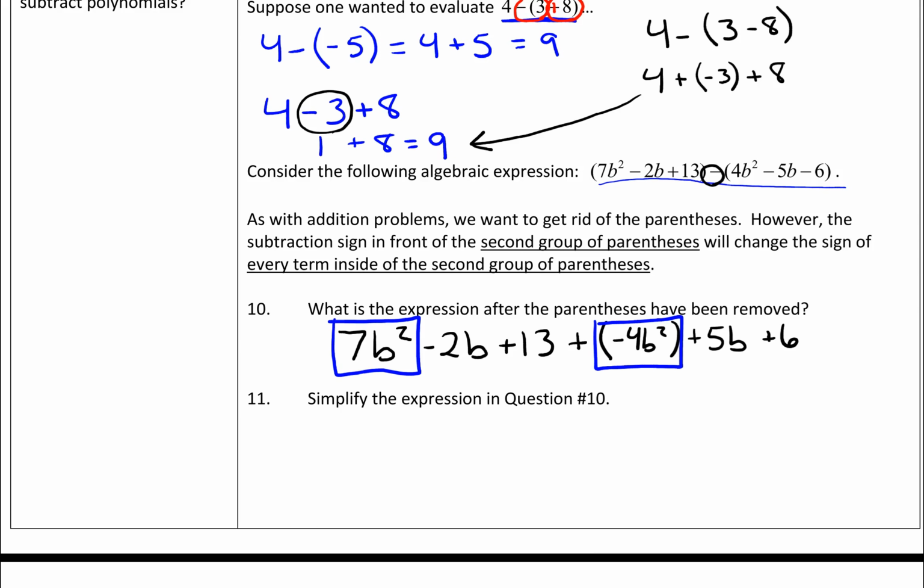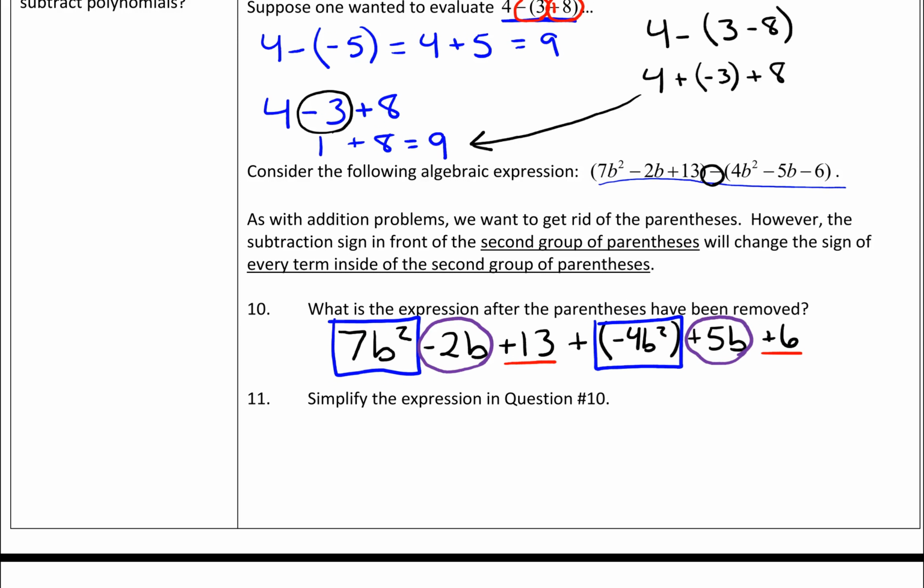I'm going to circle my b terms, making sure I circle the sign in front of it as well. And then I'll underline my number terms. So now I know exactly what to combine together.